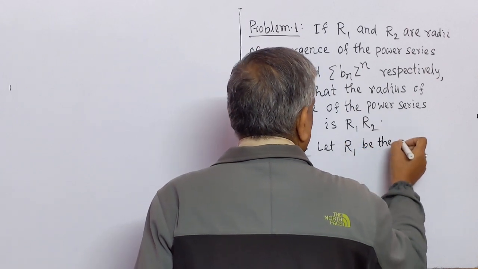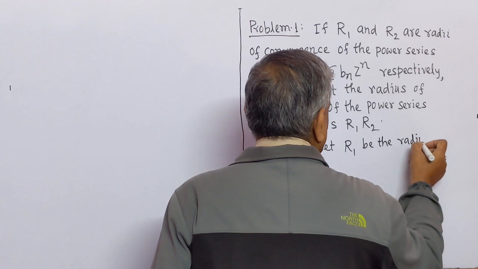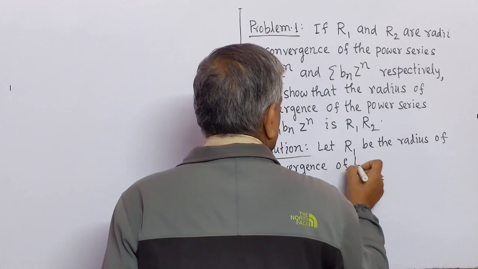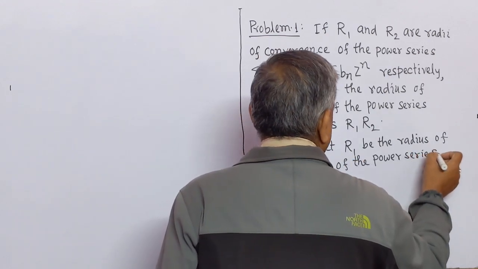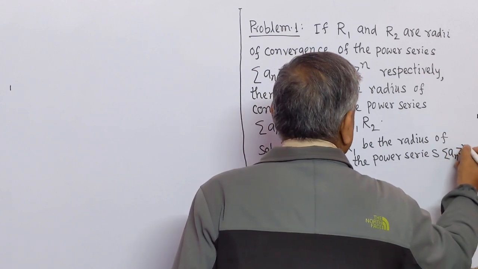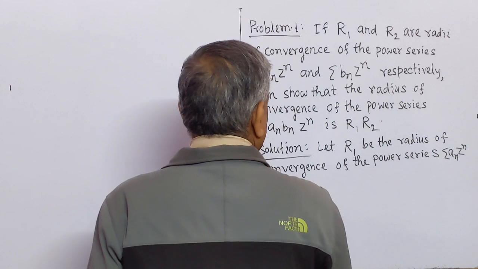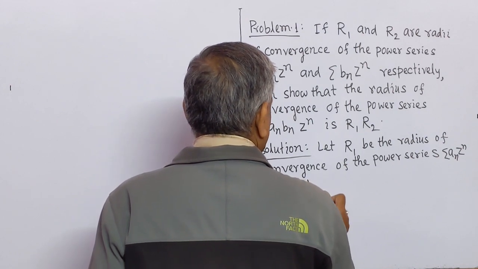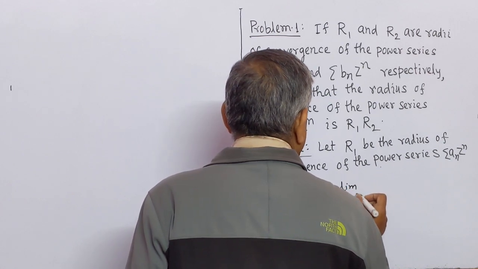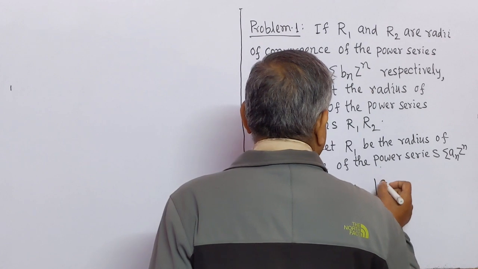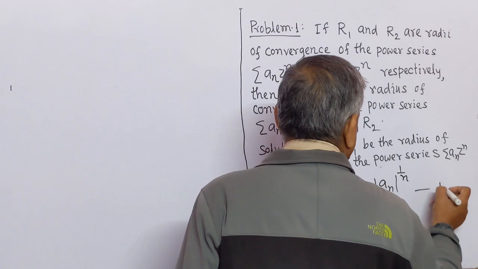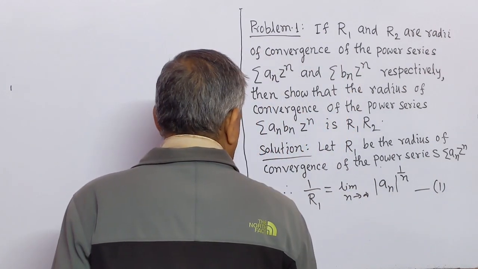Let R1 be the radius of convergence of the power series sigma an z to the power n. Therefore 1 by R1 equal to limit n tends to infinity modulus of an to the power 1 by n. This is number 1.